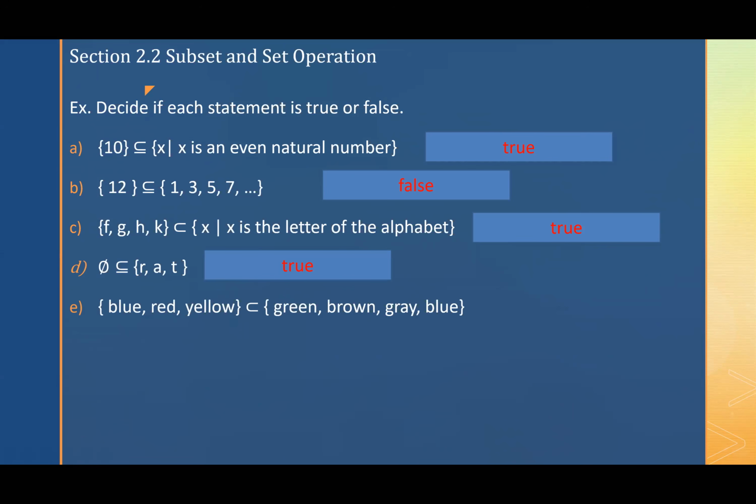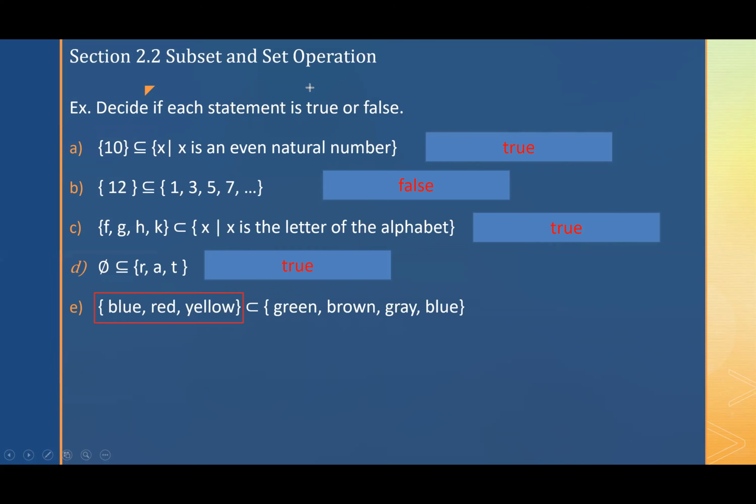Blue, red, yellow is a proper subset of green, brown, gray, blue. So let me ask you, first question first. Ask yourself this question first. Don't ask yourself what they ask you. Ask yourself, is this item a subset of this item? Is everything in here in here?